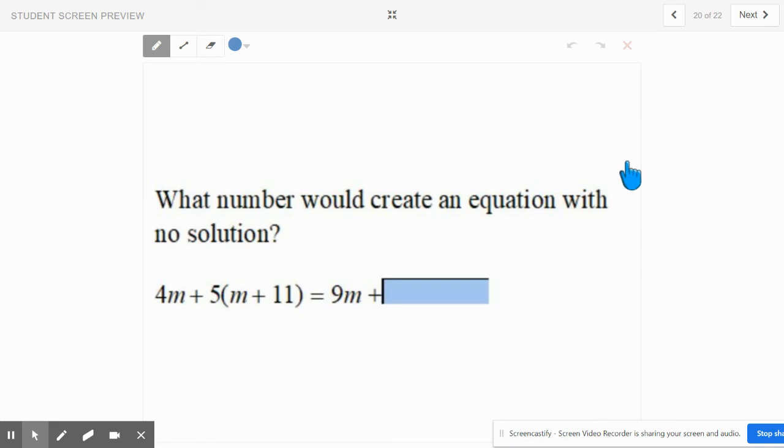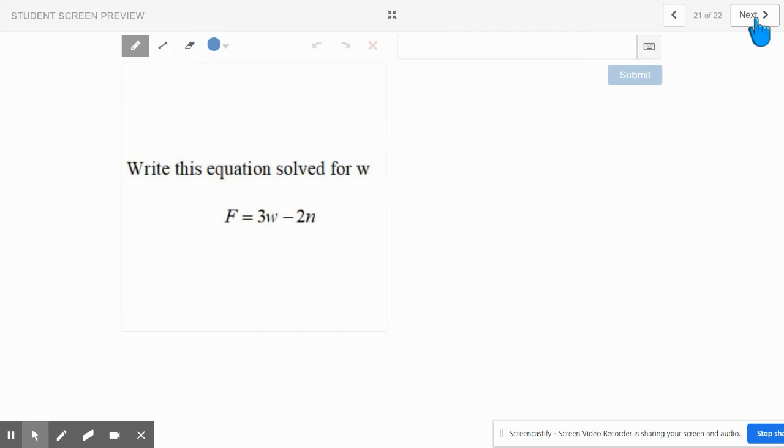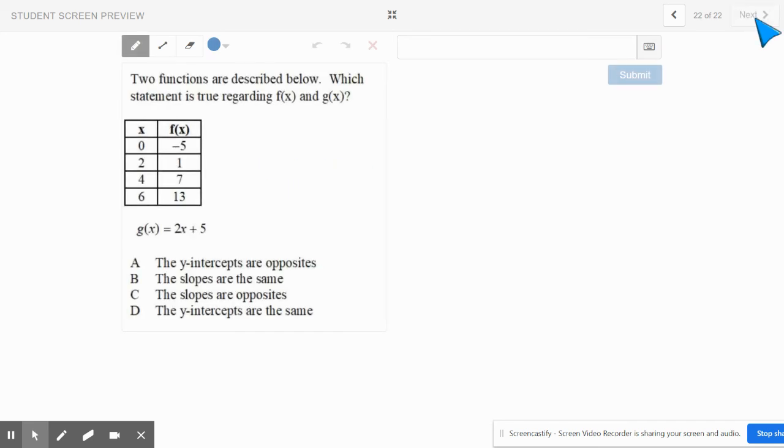No solution would mean that both sides are going to be 9. So this is going to turn into 9m, and this will be 55. So literally you can put any number in the world on this side except for 55. And if you get that, good job. You're ahead of the game. You know how to do that. We just did one like that.